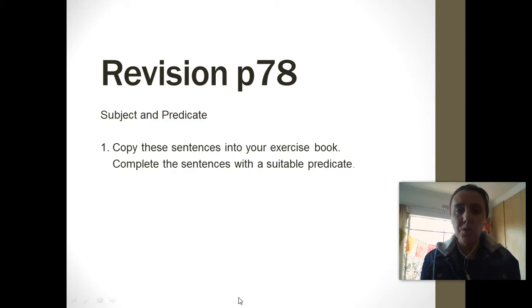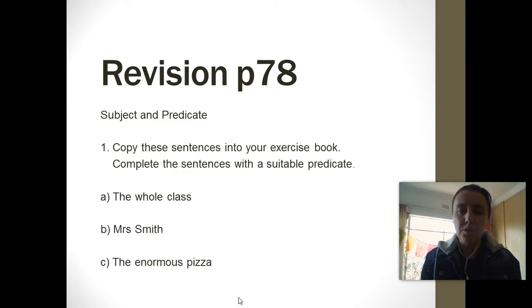So the first exercise asks you to copy sentences into your book and to complete the sentences with a suitable predicate. So remember, the subject of the sentence is who or what does the action, and the predicate is everything else remaining in the sentence. So if we were to cut out the subject, whatever is left over, we call the predicate. So have they given us the subject or the predicate? They've given us the subject, and they're asking us to fill in a predicate.